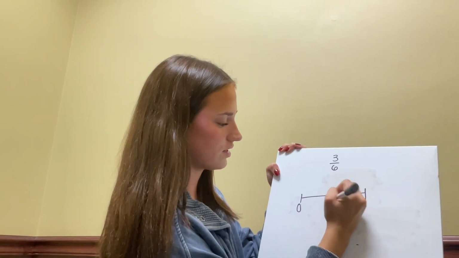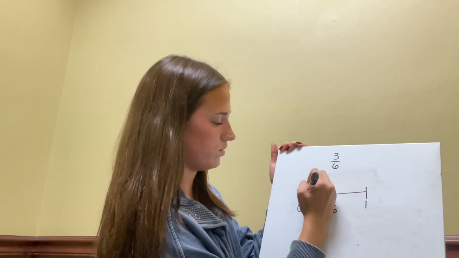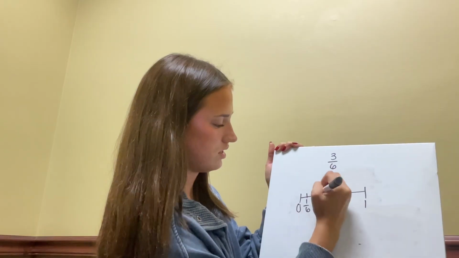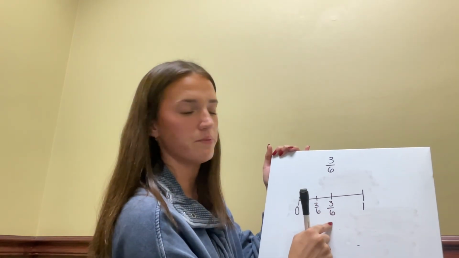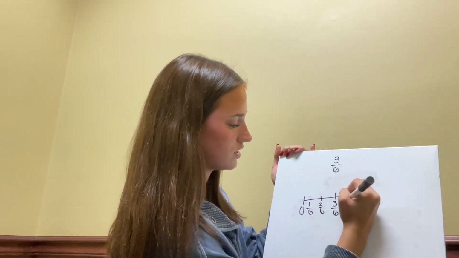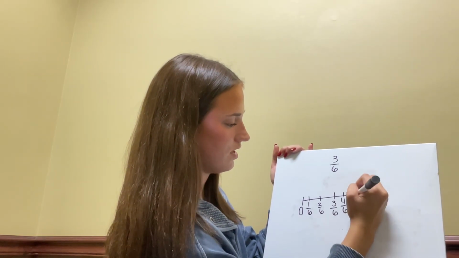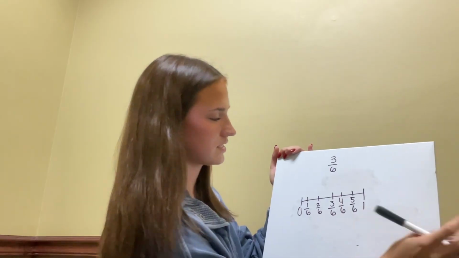So we're already going to mark our 3/6, and then we know that we need 1/6 and then 2/6. Then we have our 3/6, our halfway point, and then we need 4/6 and then 5/6.